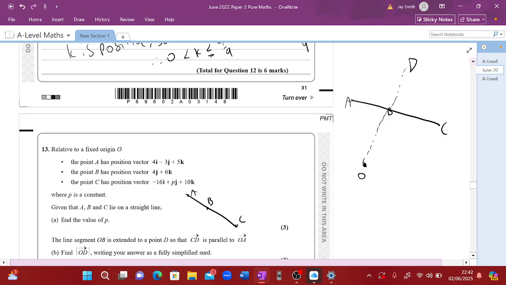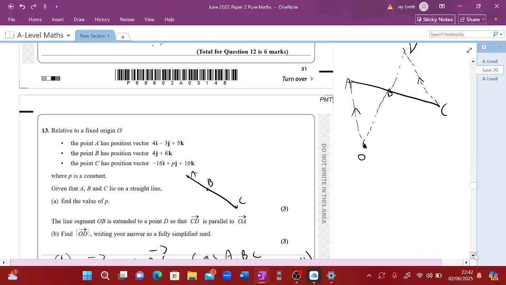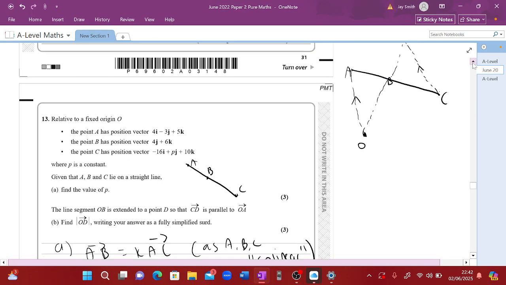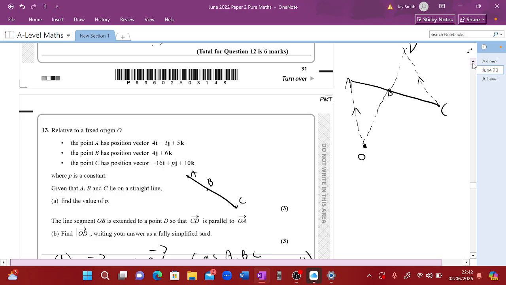But then we said that C to D here is parallel to O to A. And you can kind of see that there, right? This is parallel to OA. We need to find the magnitude of OD. So we need to find OD first and then find the length. Okay. I'm going to write that on the side, I think, actually, because I've got all the vectors here. So we need to find OD.